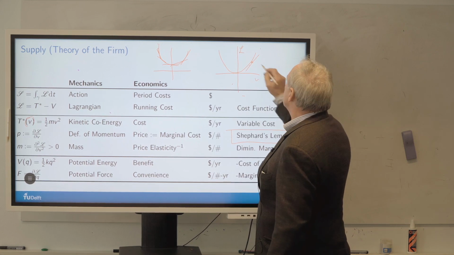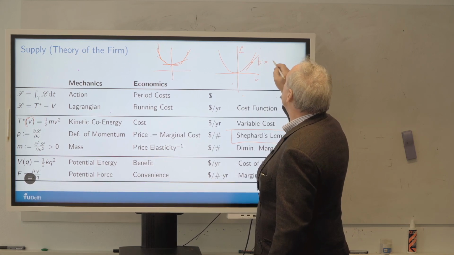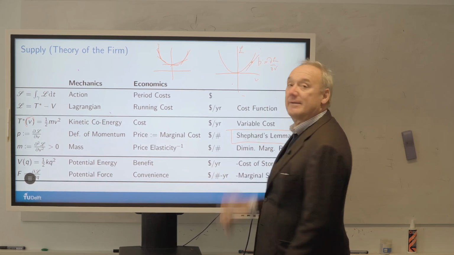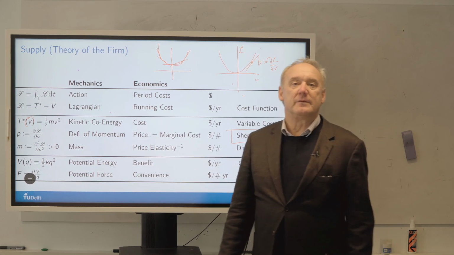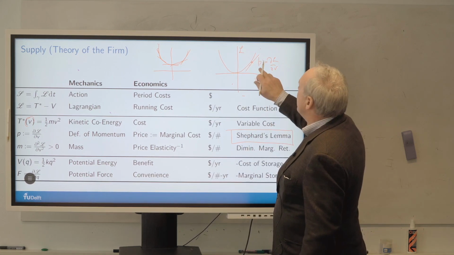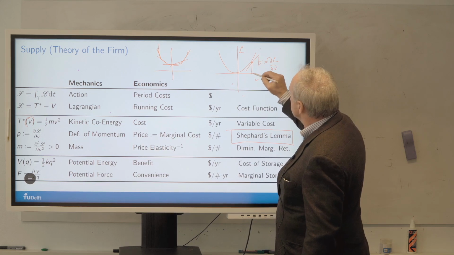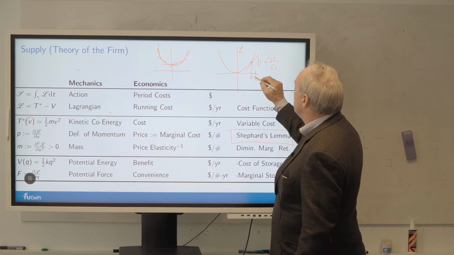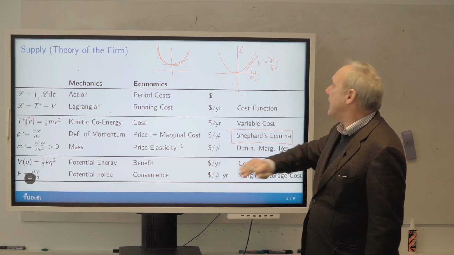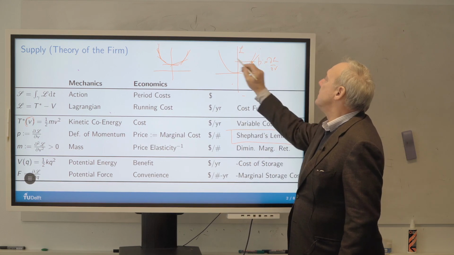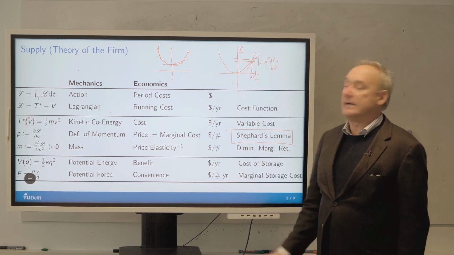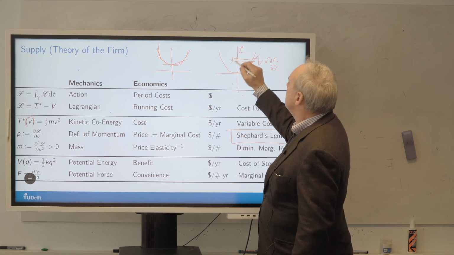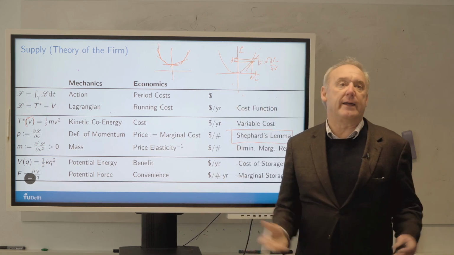And this, the slope you define to be, and this shows you how the price is indeed the marginal cost, because if I increase my supply by a little bit, my cost will increase by this little bit, dl, right? And there you are.